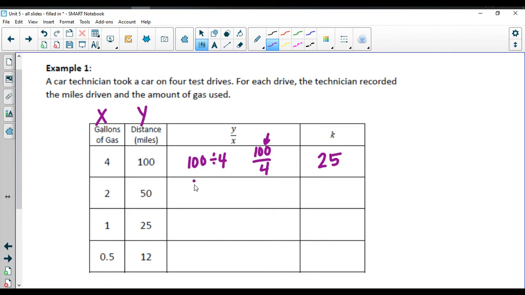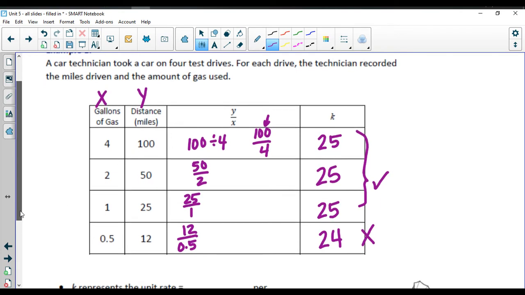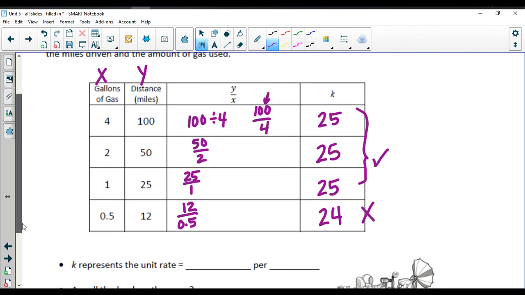So here we're going to again do y, 50 divided by x, which is 2. 50 divided by 2 is also 25. The next one, our y is 25, our x is 1, and we get 25. In the last one, we have 12 as our y divided by 0.5 as our x. When we get that, we actually get 24. You'll notice that all of these k values are the same, and then this one's different. What that tells me is that this relationship is not actually proportional.